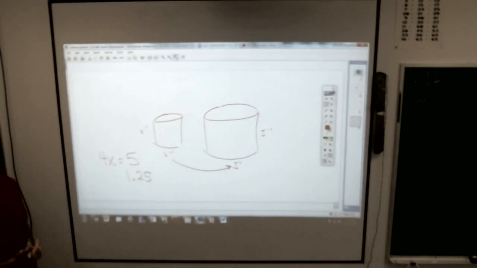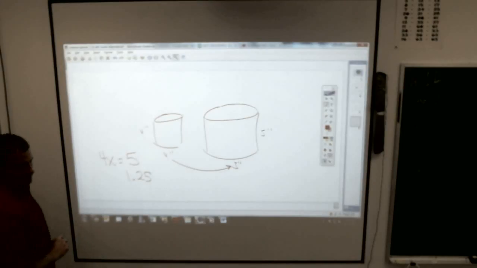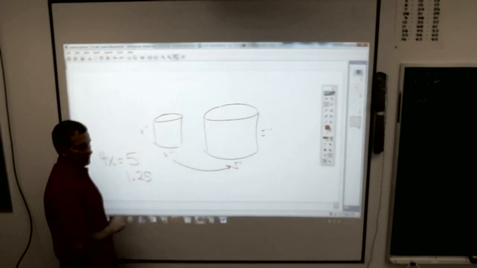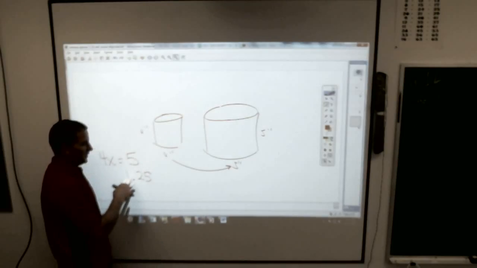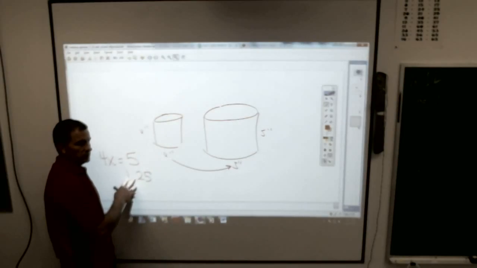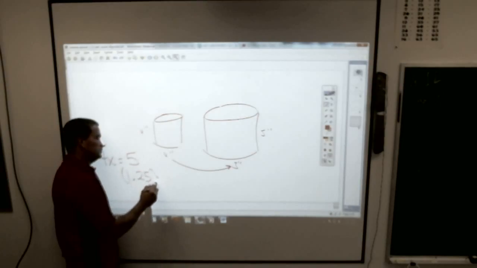Now, what are we talking about? We talking about area, volume, or just length for this thing? It says the large container will hold about what percent more than the small container? We're talking about volume, right? When you fill something up, it's volume. So what do you have to do to this? This is your scale factor. Volume is scale factor cubed.